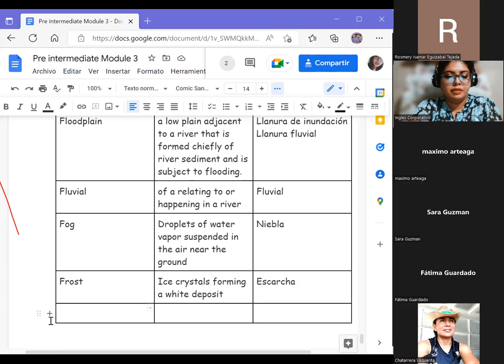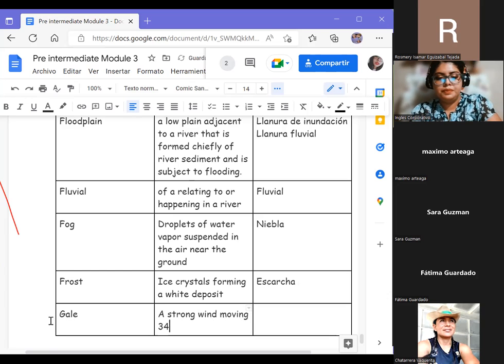Then we have gale. This means a strong wind moving five to 14 knots. And in Spanish, it means vendaval.